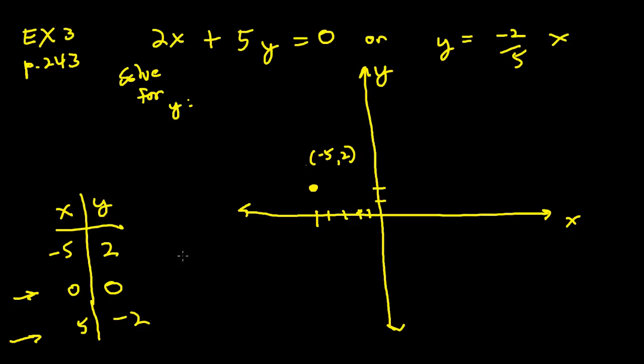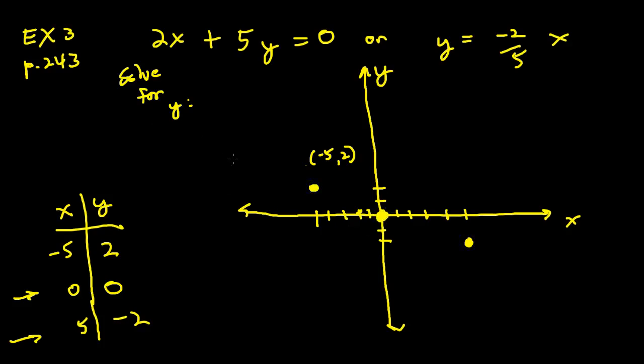All right. If x is 0, y is 0. And that puts me at the origin. And if x is 5, y is minus 2. So 1, 2, 3, 4, 5. Y is negative 2. Count 2 down and 5 to the right. And it looks reasonable to claim that these 3 points are collinear.